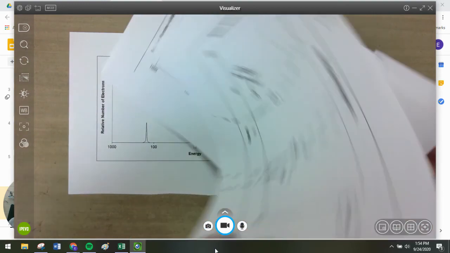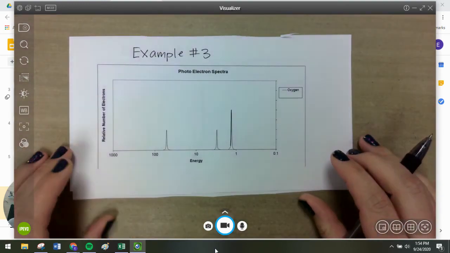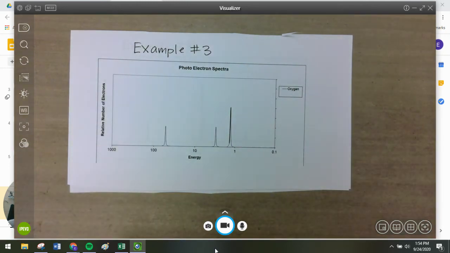All right. Example number 3 is oxygen. So what I'd like you to do is pause the video and see if you can figure out how many electrons are in each subshell here, and then we will go over them.